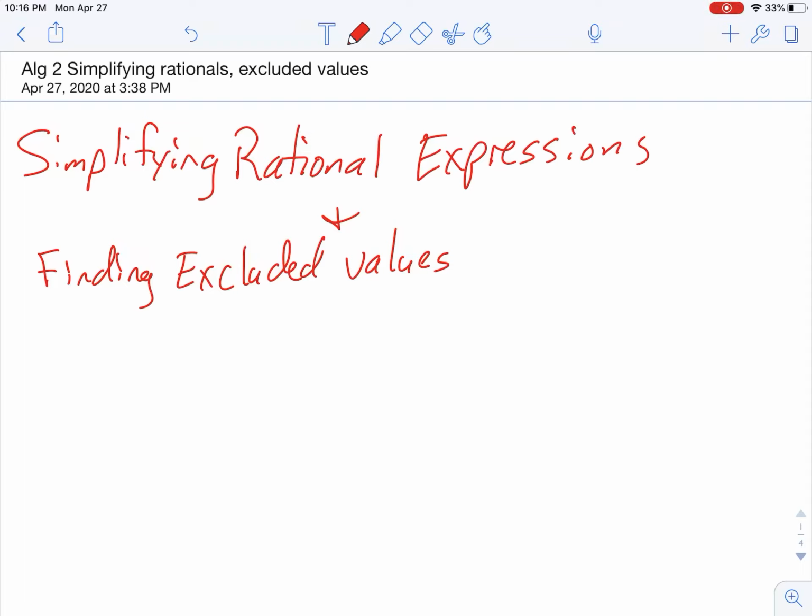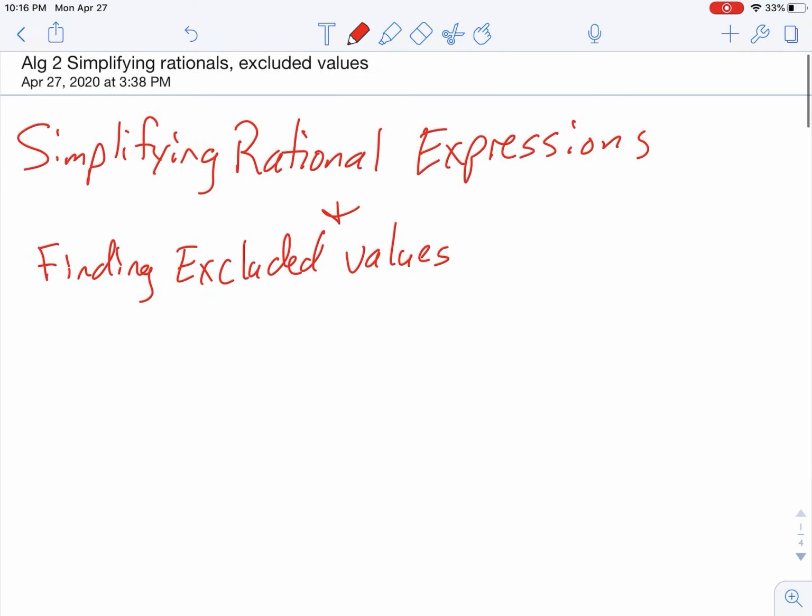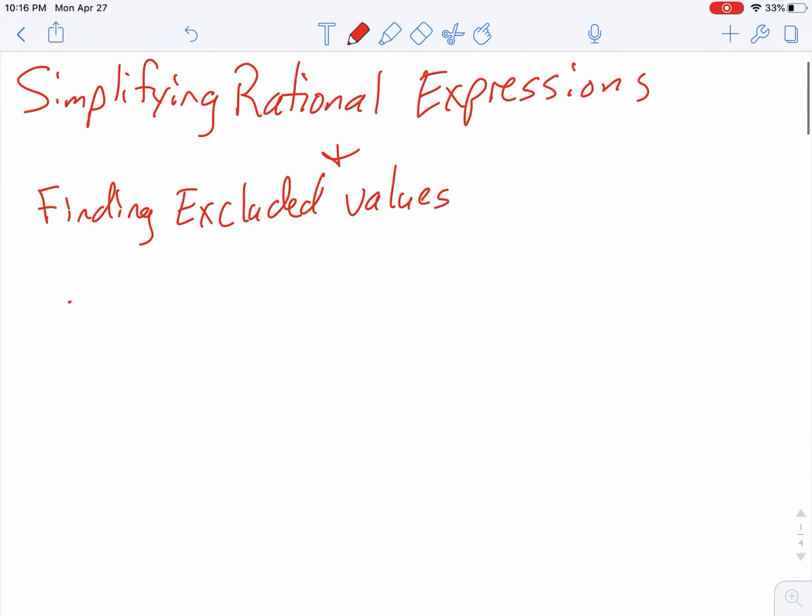Okay guys, today we are starting something completely new and different. We're done with logarithms. We're looking at simplifying rational expressions and finding excluded values. Rational expressions mean basically fractional. Rational and fractional are sort of the same word. So we're looking at things that have a numerator and a denominator. But more specifically, there will be variable expressions on the numerator and in the denominator.